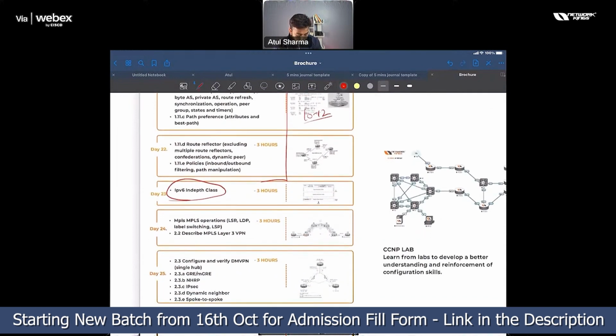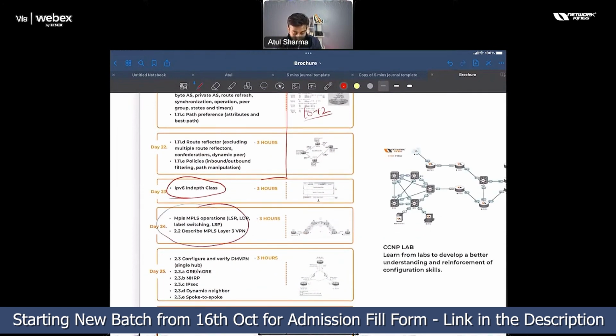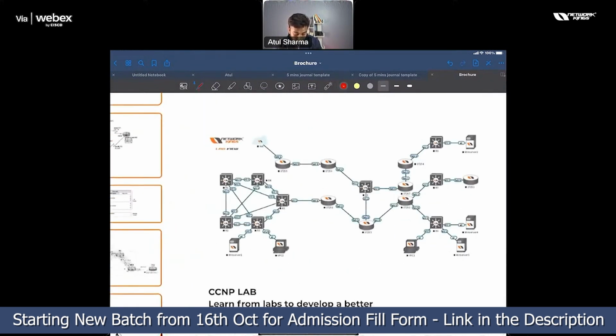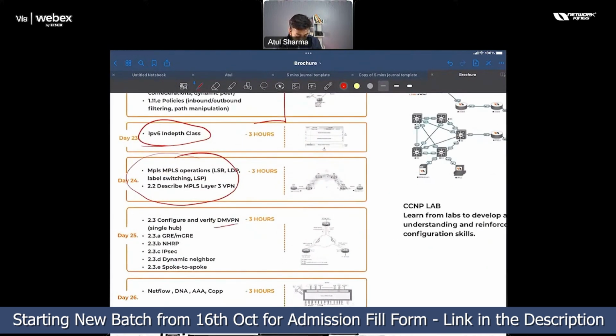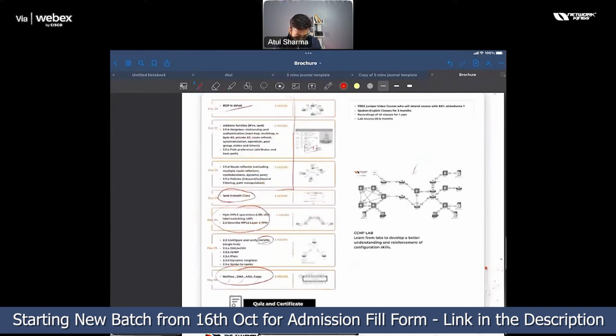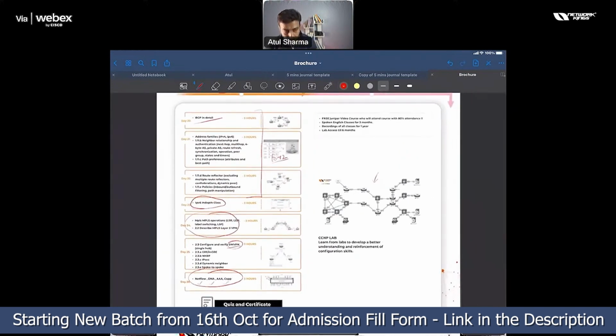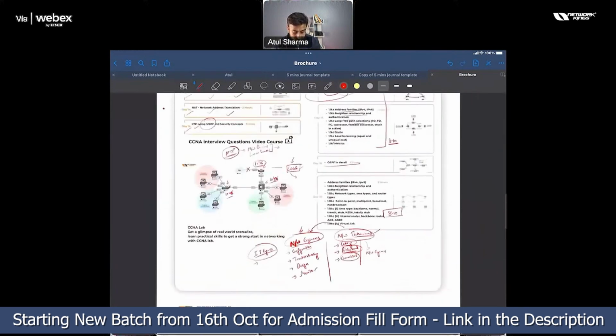Then we will have a class on MPLS, how you can configure big scenarios like these. And then we will talk about DMVPN, and we will also cover some small topics like NetFlow, DNA and more. So this is how you are going to learn. This is the course content.